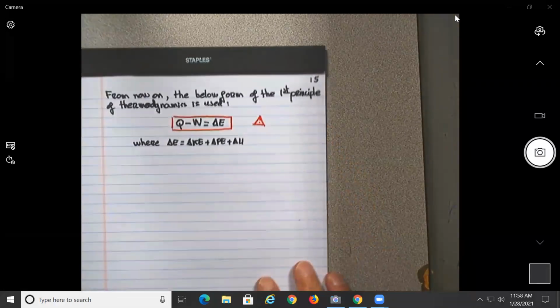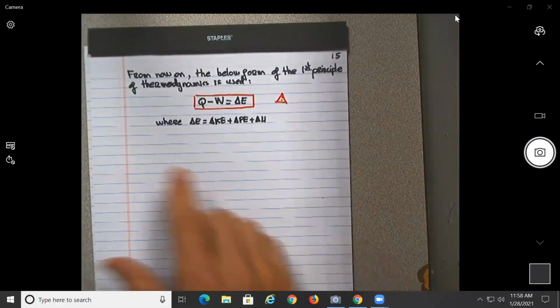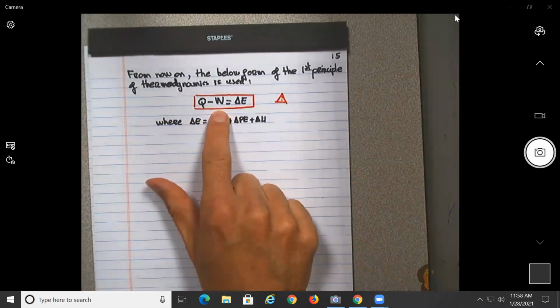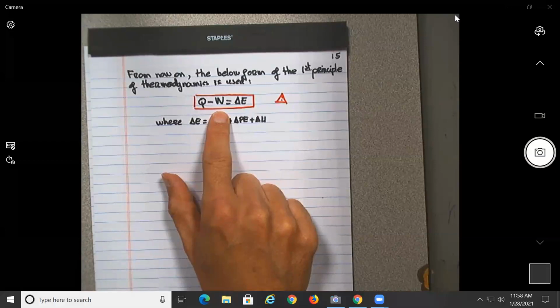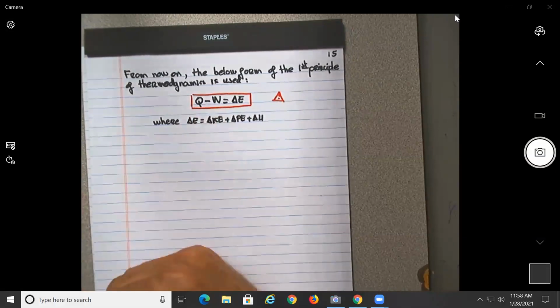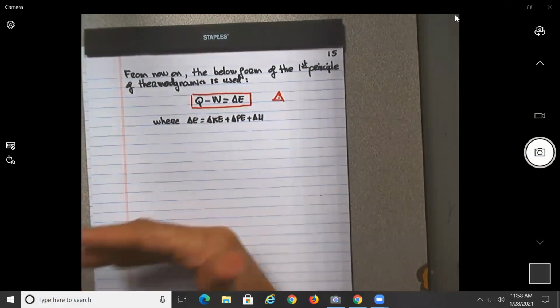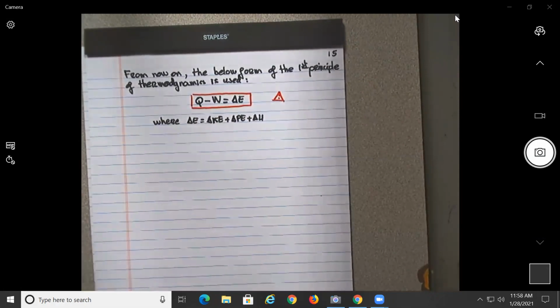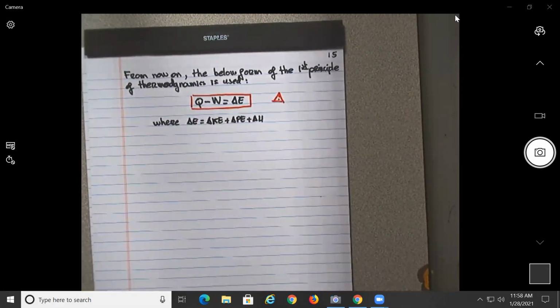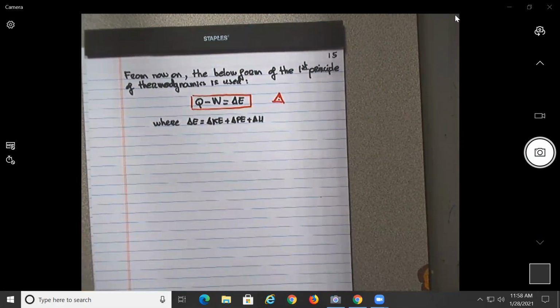Okay, so even though I did the derivation for the positive side, we're going to remember the first principle of thermodynamics under this form, okay? Q minus work. Personally, I don't like it, but since it's the way they did it in the textbook, I don't want to create issues for the homework, no?